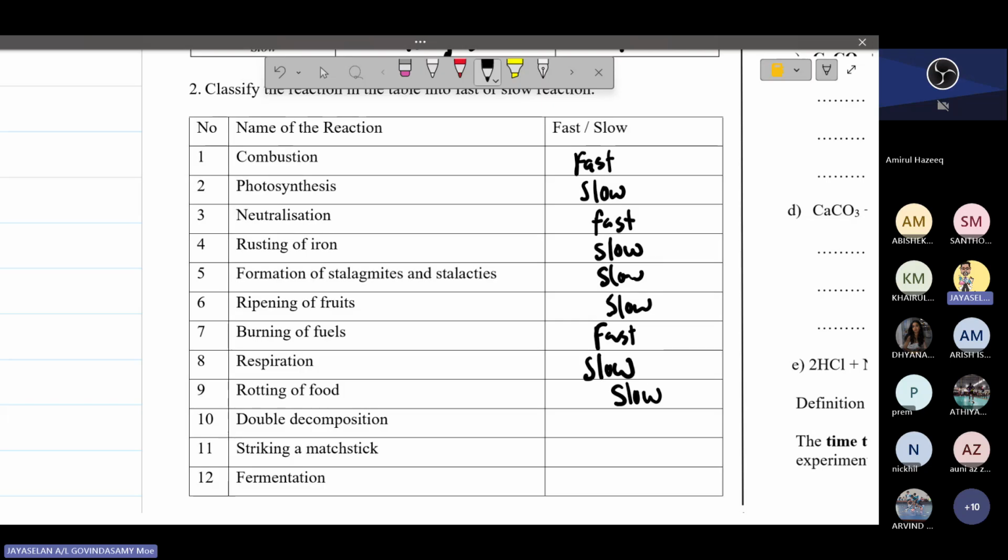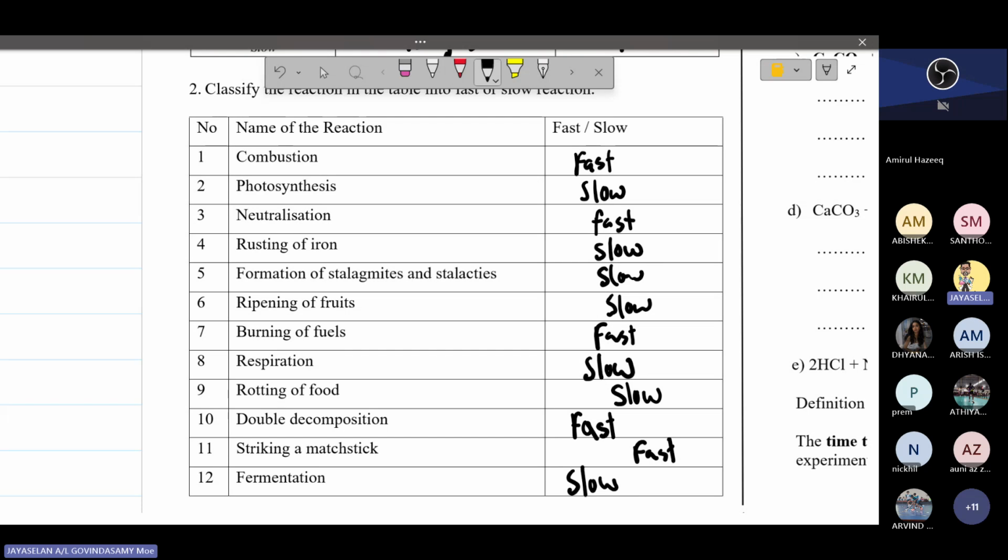Okay, double decomposition, preparation of insoluble salt, that is fast. Striking matchsticks is fast. Fermentation process is slow. So please remember all these for objective questions. Okay, who got all correct? Inman, how can you get it?